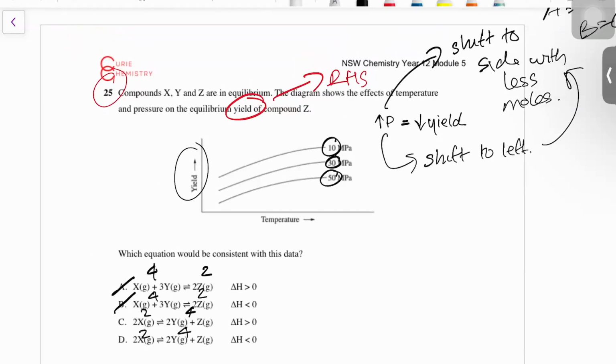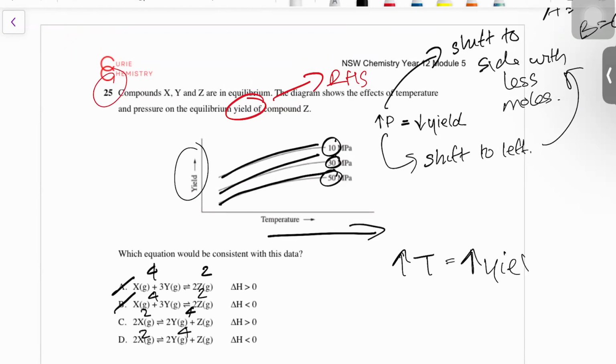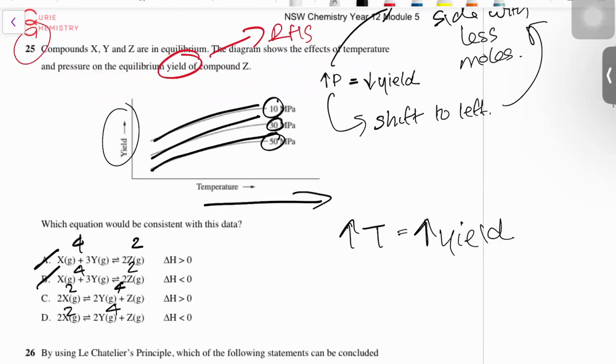Now, in terms of temperature, it is going to the right. When I increase temperature, notice that each of my curves shifts slightly up. So increasing temperature actually caused an increase in yield. Now, increasing temperature will affect an endothermic or an exothermic reaction. Increasing temperature causes an increase in yield, which means the reaction has shifted to the right. What kind of reaction would shift to the right in response to an increase in temperature? An endothermic reaction or an exothermic reaction?